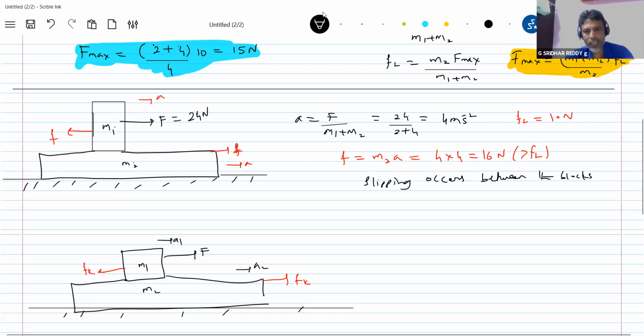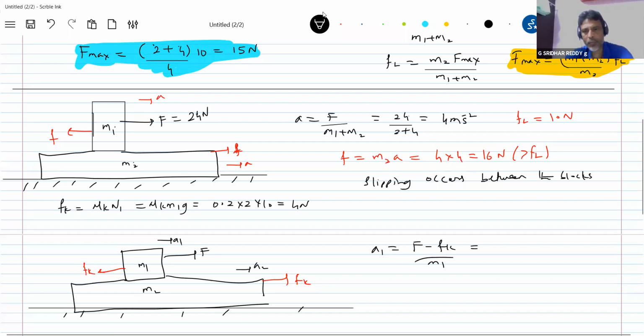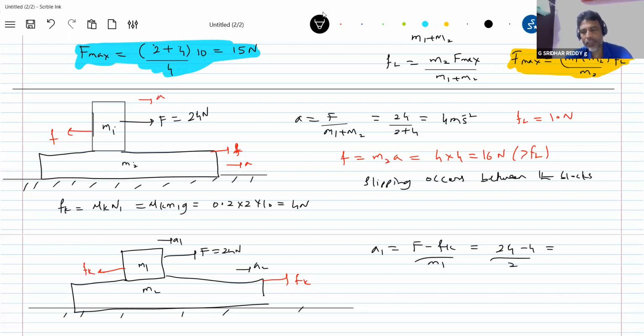Okay, now calculate separately what is A1. F minus Fk by M1. What is the Fk value? Fk is equal to mu k N1 or mu k M1 g. Mu k value is 0.2. M1 is how much? 2 into 10, 4 Newton. So substitute this value, 24. What we applied is 24 Newton, no? 24 minus 4 by 2. So this will be 10 meter per second square.